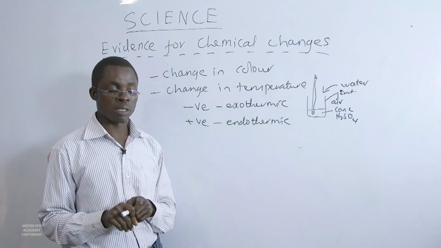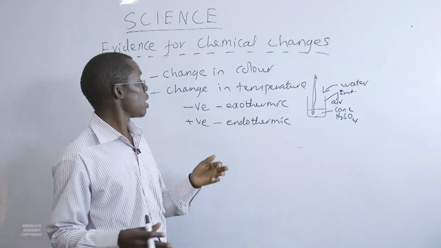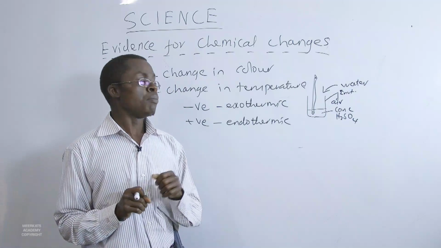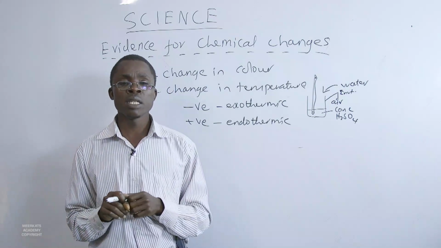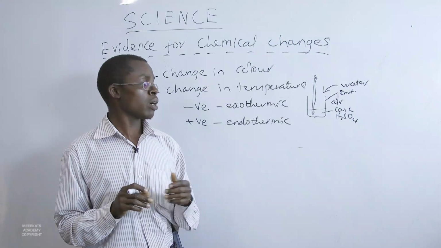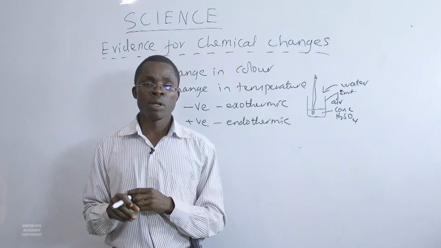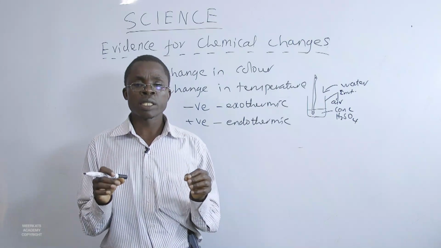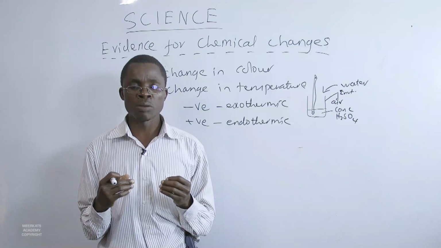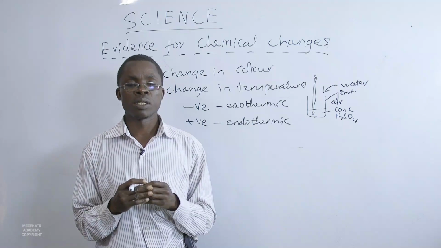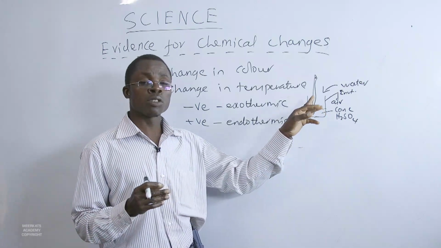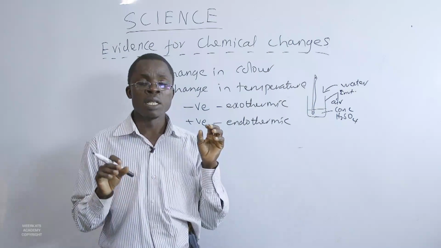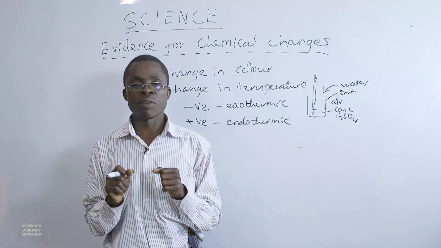So the energy that will be given out is given the sign negative to show that heat energy was given out by the system. But we also have other cases where we have change in temperature, but the change in temperature is positive, what we can also call endothermic. What does this one mean? This means the system takes energy from the surrounding, from the environment. Here, the system was giving out energy to the environment, but in endothermic, the system takes energy from the environment.